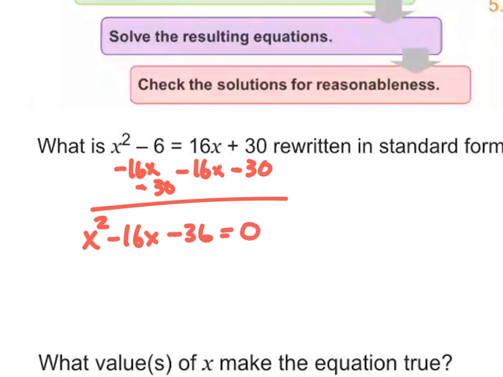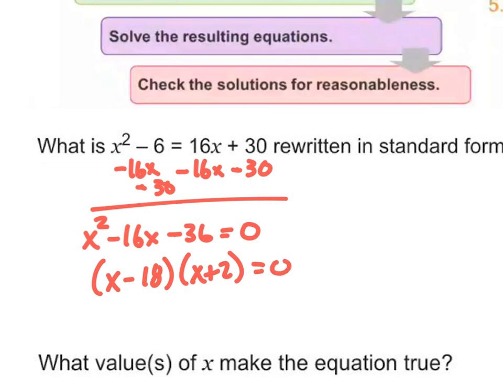Now, in order to solve this, I need to factor this equation. So what two numbers add to negative 16 but multiply to negative 36? Those two numbers would be negative 18 and 2. So I'm going to rewrite this and factor this as x minus 18 and then x plus 2, and set that equal to 0, okay?